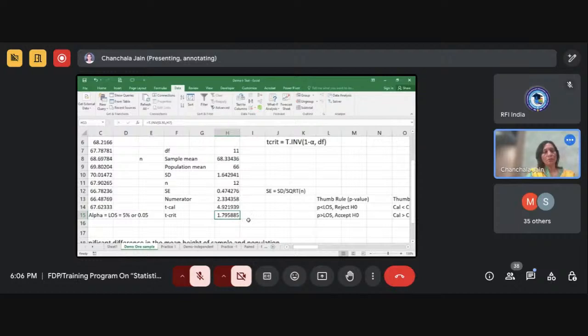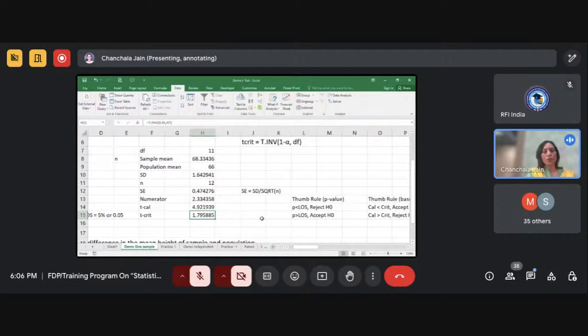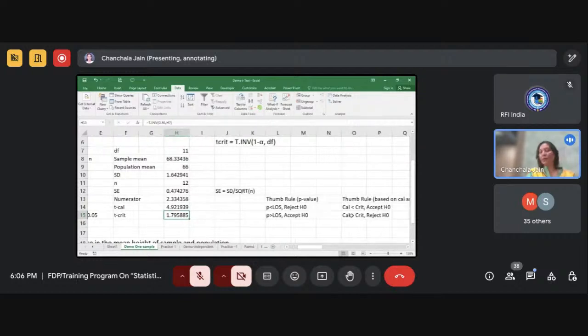Now you need to make the comparison. The thumb rule is written here. Tell me whether I need to go with the null hypothesis or not. Here we have to reject the null hypothesis because the calculated value is more than the critical value. Yes. Our calculated value, 4.92, is greater than 1.795. So we are going to reject the null hypothesis.